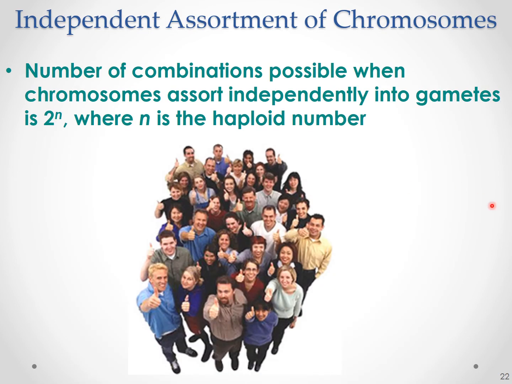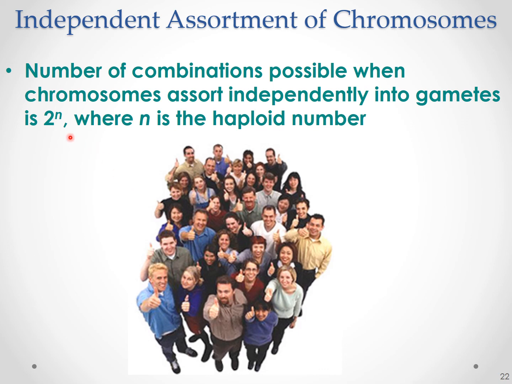Now, in terms of independent assortment, let's talk about numbers. How does this relate to differences among individuals, even within the same families? It's really the number of combinations that are possible when these chromosomes independently and randomly assort at the equator. There are two ways that the pairs of chromosomes can line up at the equator. So here we have the number two, and there are 2 to the n different combinations per individual, where n is the haploid number.